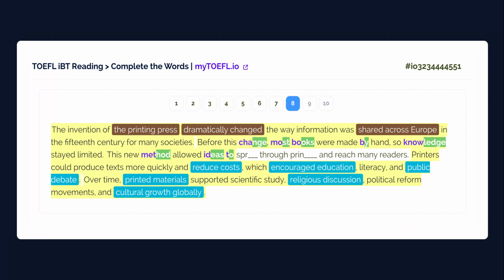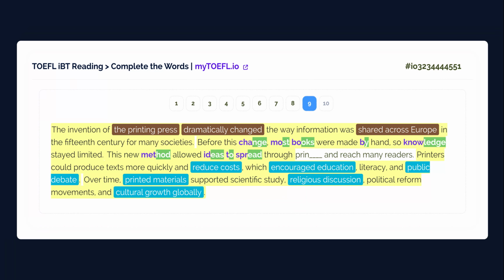Now we need the verb that describes how ideas move through a large population. Think about a word that means to expand or reach more people. This new method allowed ideas to "spr" through. The question provides the letters S, P, and R, followed by 3 blanks. We need a verb that describes the movement of ideas across Europe. Given the context of the printing press making information more accessible, we need a word that means to move or reach a wider area. Based on what is provided, the word is "spread."